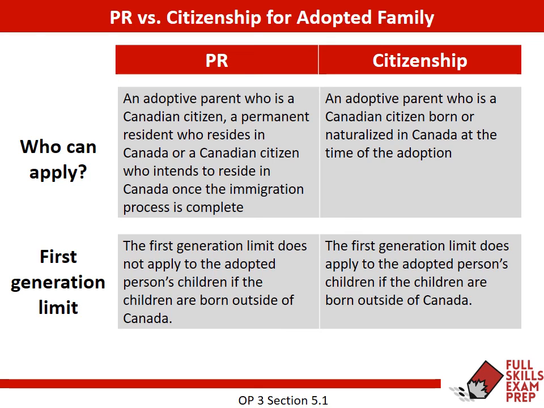Now, if that adopted person gains citizenship right away without obtaining permanent residency, then the first generation limit applies to this person. So if that adopted person has kids outside Canada, then those kids would not be Canadian citizens automatically. That is why on the website as well, the IRCC recommends for families, when they adopt children, to have the children obtain permanent residency first, and then transition to citizenship.